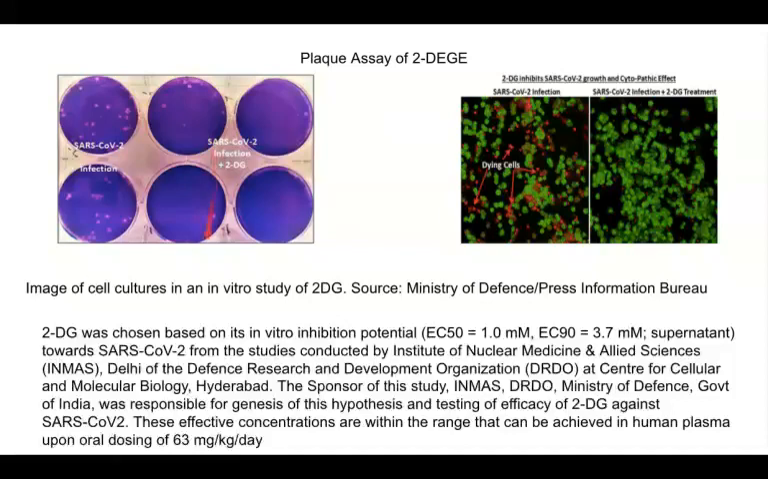And this statement was made in the clinical trial document: this drug was chosen to proceed with clinical trials based on its in vitro inhibition potential. And these studies were carried out by the Institute of Nuclear Medicine, INMAS, and the DRDO, which have launched this new drug.